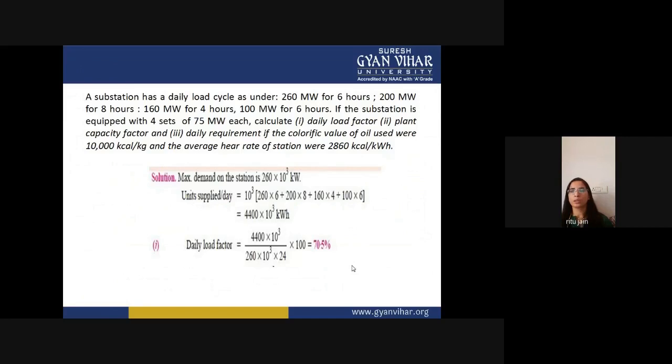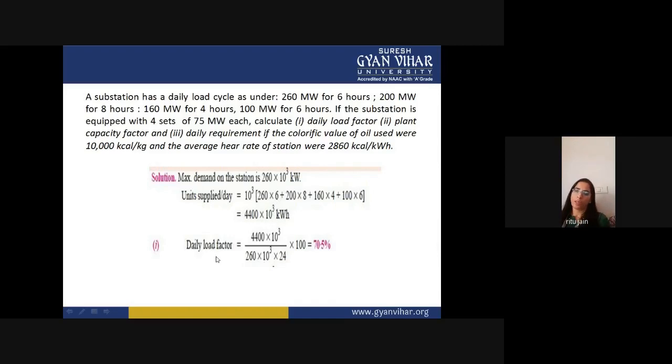This is very important: the problem gives a load cycle where 260 megawatt is required for 6 hours, 200 megawatt for 8 hours, and 160 megawatt for 4 hours. So you can calculate the units generated by the substation. The units supplied per day are 260 into 6 plus 200 into 8, plus 160 into 4, plus 100 into 6. So you will get 4,400 into 10 to the power 3 kilowatt hour. This is the unit supplied per day.